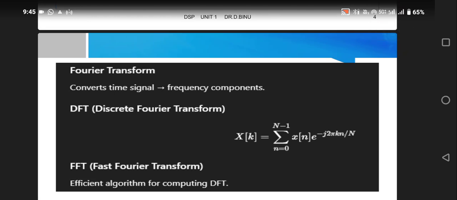What is meant by Fourier transform? It converts a time signal into frequency components. DFT is the discrete Fourier transform. The formula is X of k is equal to summation of n is equal to 0 to capital N minus 1 x of n e to the power of minus j 2 pi k n divided by capital N. FFT is the fast Fourier transform, which is an efficient algorithm for computing the DFT.